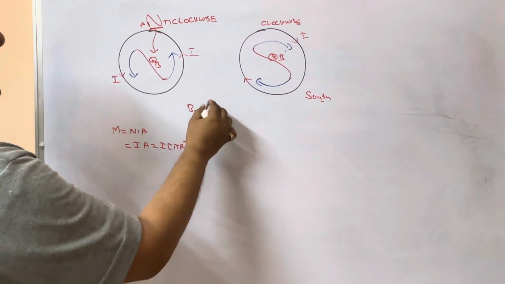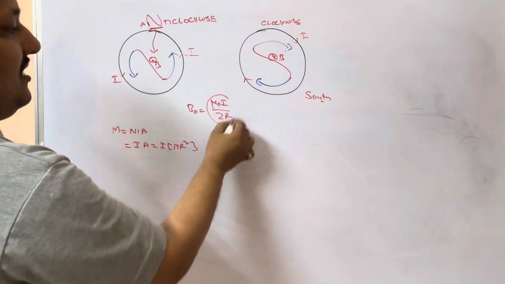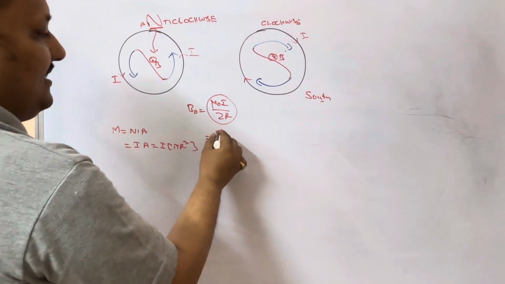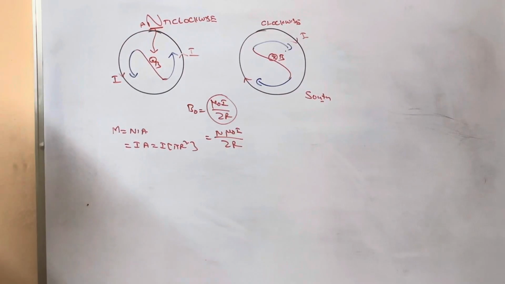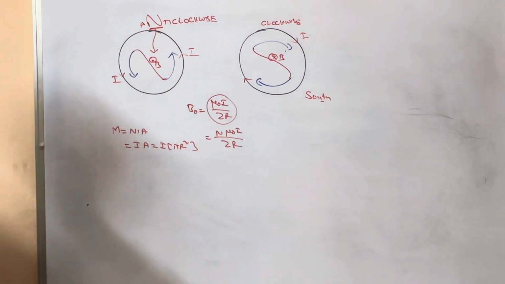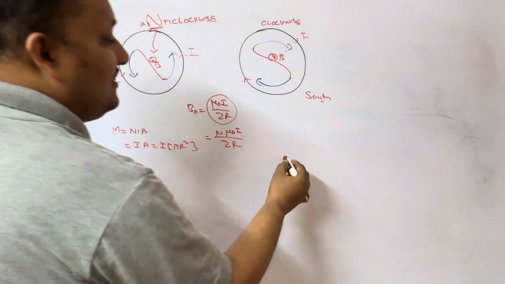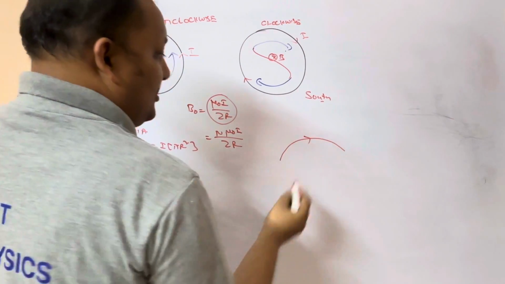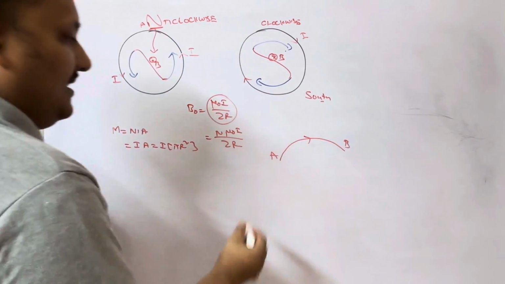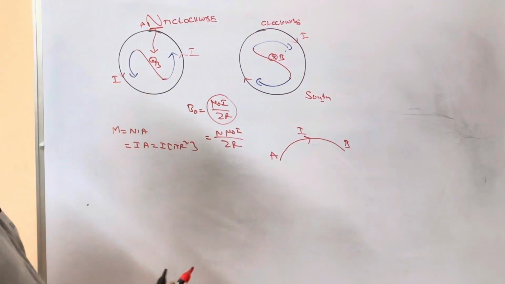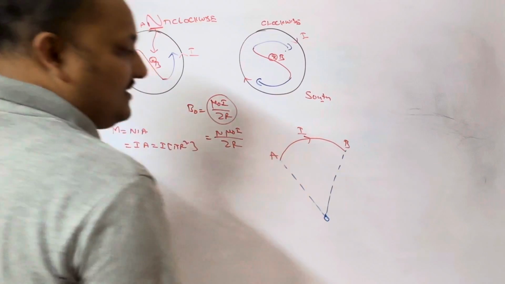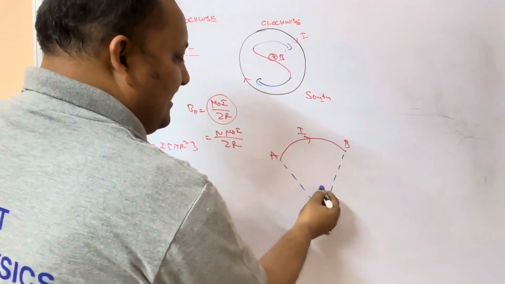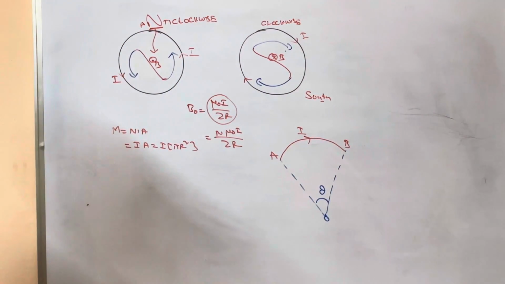What is the magnetic field at center means? Mu naught I by 2R for 1 turn. For n turns, n mu naught I by 2R. This is for full circuit. So we will learn this, but after going to exam, they may ask small portion of this. They will give an arc shape A to B is allowing I current. Then what is the magnetic field intensity at some point or center O, which is making an angle theta, they will ask.